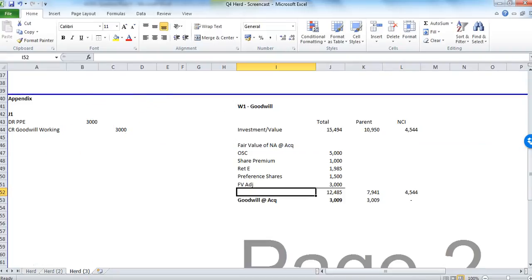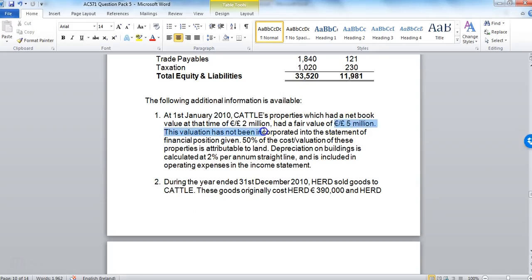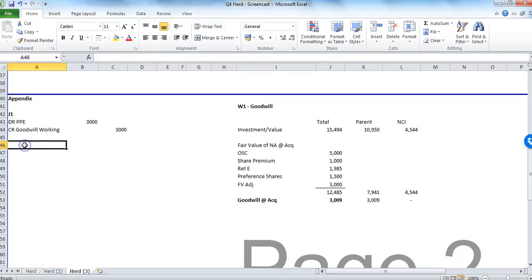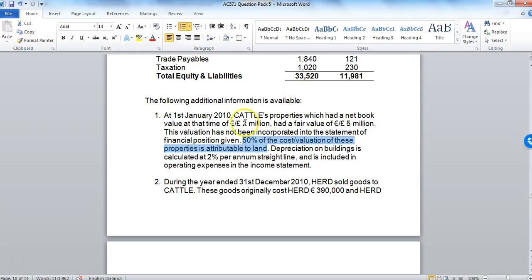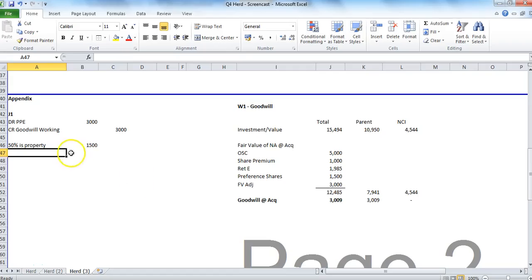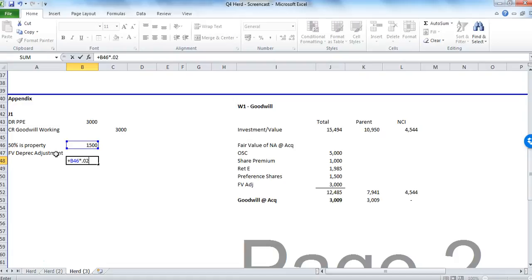We've done the initial fair value adjustment as per the 3 million, but we know now that 50% of that is land. That means 50% is property, which is depreciated. So that means 1.5 million is to be depreciated, and it's for the full year because the acquisition is at the start of the year, at 2%. So you have a fair value depreciation adjustment, and it's going to be 1.5 million times 2% for the year.